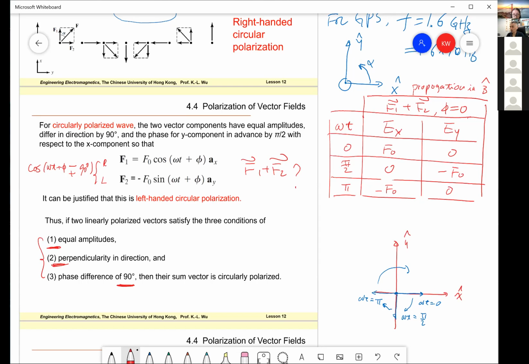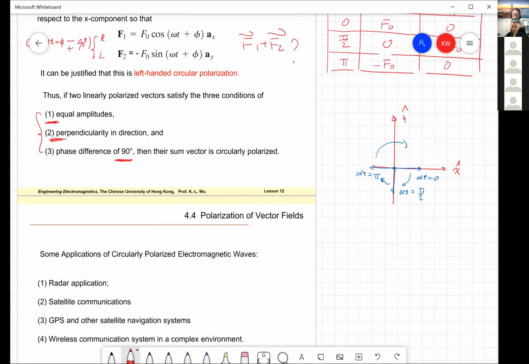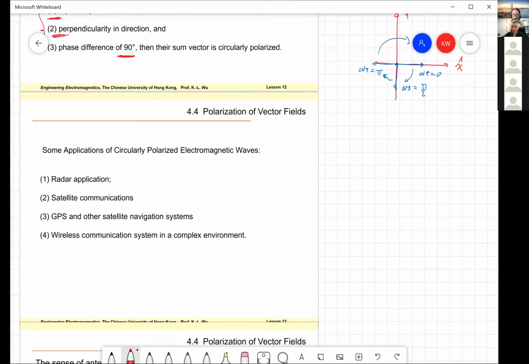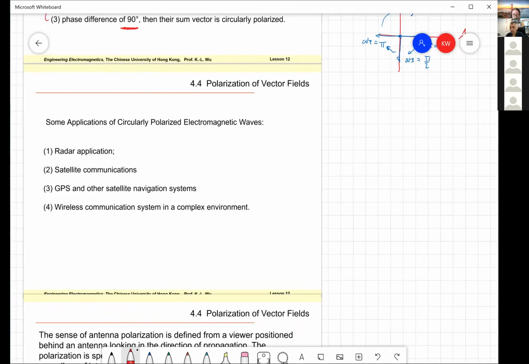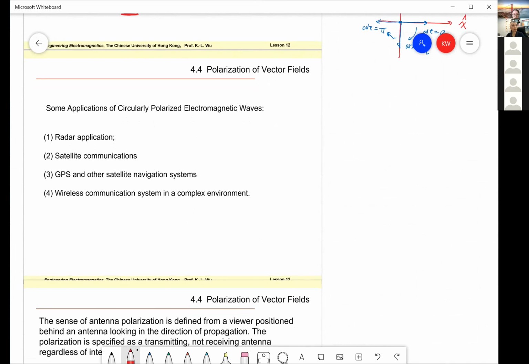Okay, and there are a lot of interesting things about circularly polarized wave. As I said, when we use GPS or other satellite navigation systems, that is circularly polarized wave. And satellite communication is circularly polarized wave.